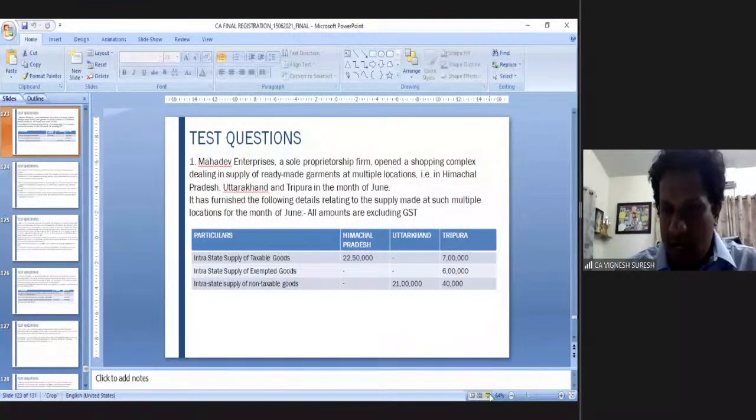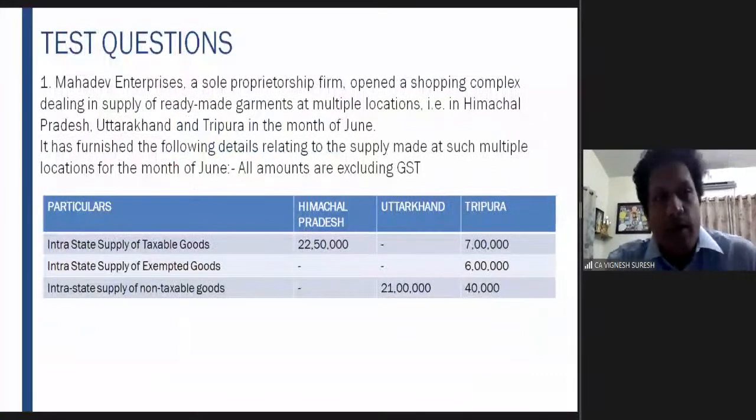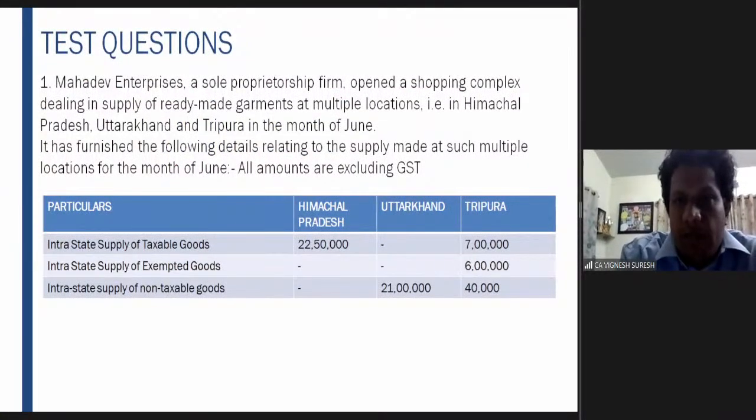Yeah. So now let's look at some test questions and try to solve some queries. Mahadev Enterprises, a sole proprietorship firm, opened a shopping complex dealing in supply of ready-made garments at multiple locations, that is in Himachal Pradesh, Uttarakhand, and Tripura, in the month of June. It has furnished the following details relating to the supply made at such multiple locations for the month of June. All amounts are excluding GST. Intrastate supply of taxable goods: Himachal 22,50,000, Uttarakhand nothing, Tripura 7 lakhs. Intrastate supply of exempted goods: Himachal nothing, Uttarakhand nothing, Tripura 6 lakhs.